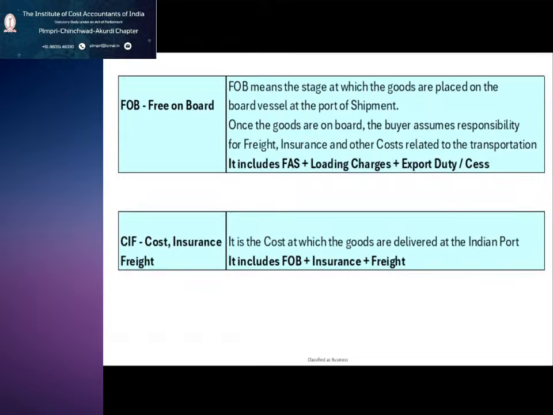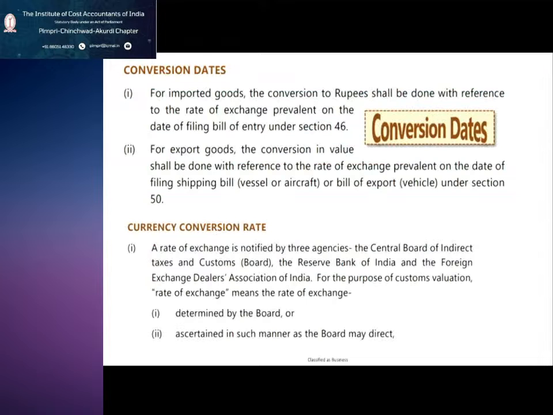Then CIF. So what does CIF mean? It is the cost when goods are delivered at the Indian port. It includes FOB, insurance and freight. These all three costs we call CIF. So from the term itself we know it: cost, insurance and freight.